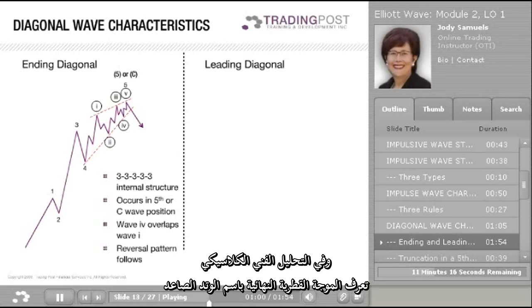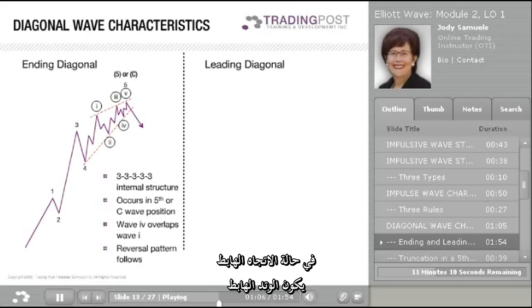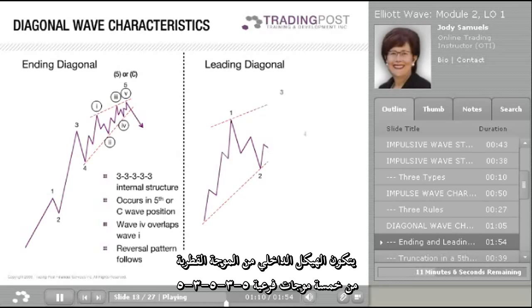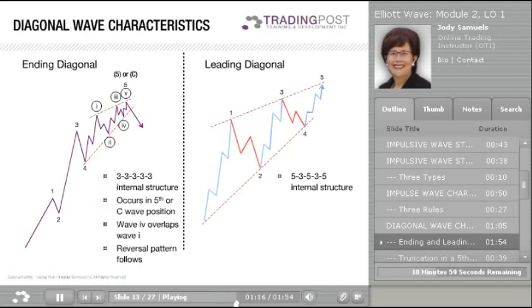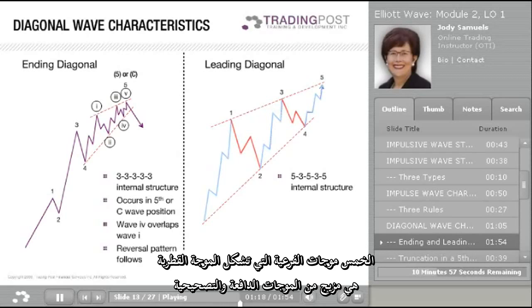And in classical technical analysis, an ending diagonal is known as a rising wedge. In the case of a downtrend, it is a falling wedge. The internal structure of a leading diagonal is comprised of 5-3-5-3-5 subwaves. The 5 subwaves that make up a leading diagonal are a combination of impulse and corrective wave patterns.